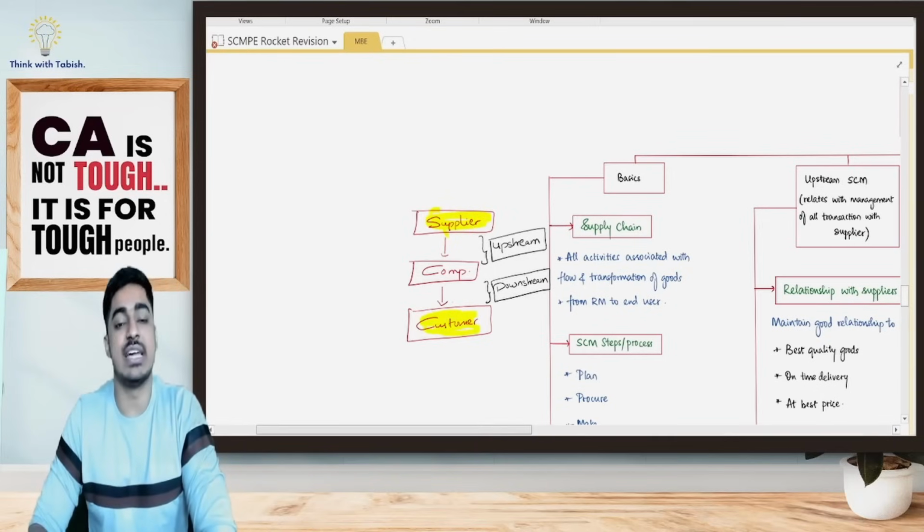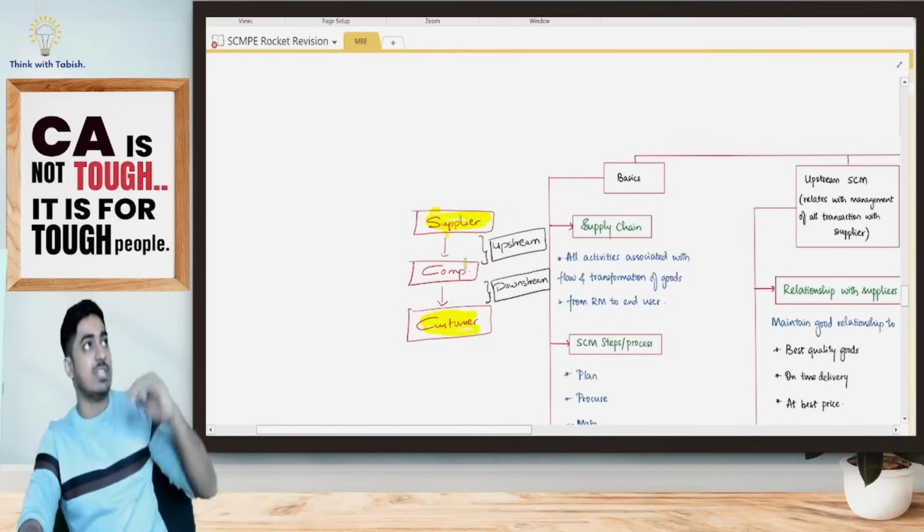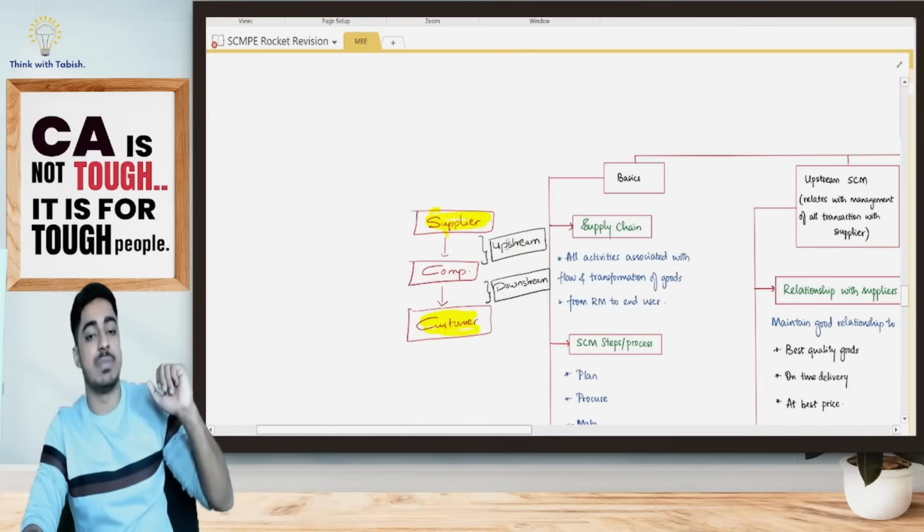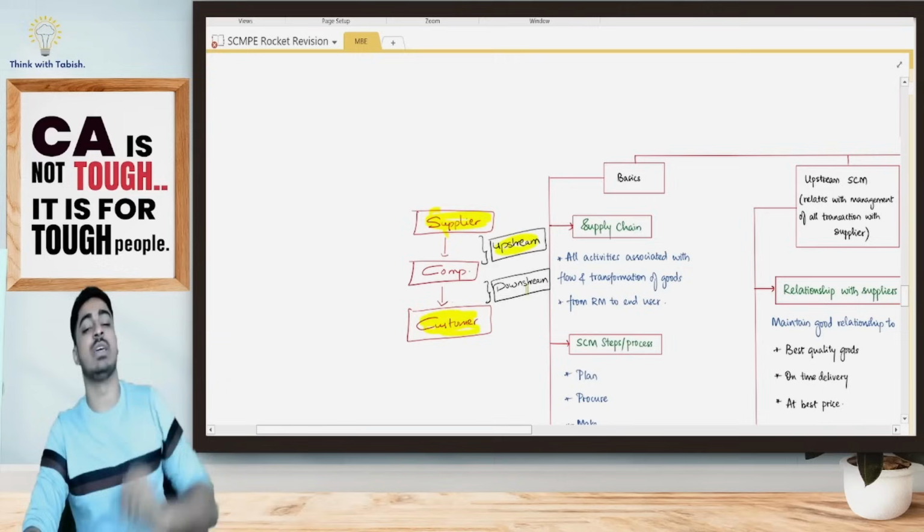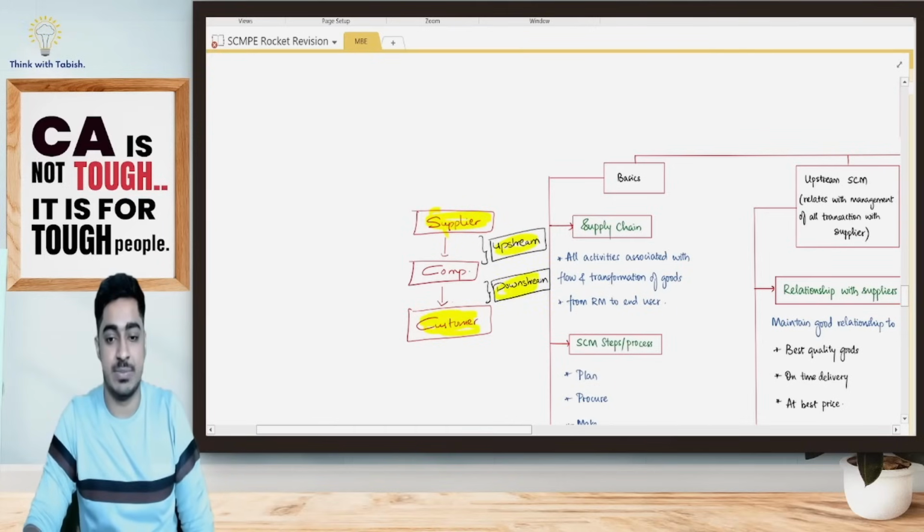Now, 2 things are there in supply chain. Firstly, activities with my supplier, which is called upstream supply chain management. Transactions with my customer, which is called downstream supply chain management.